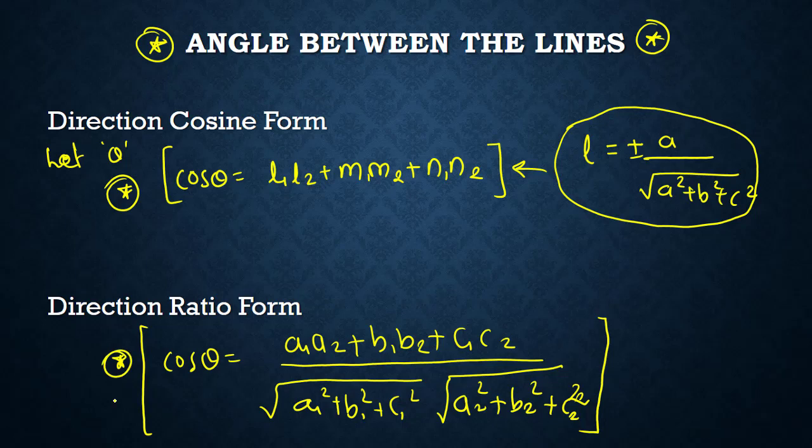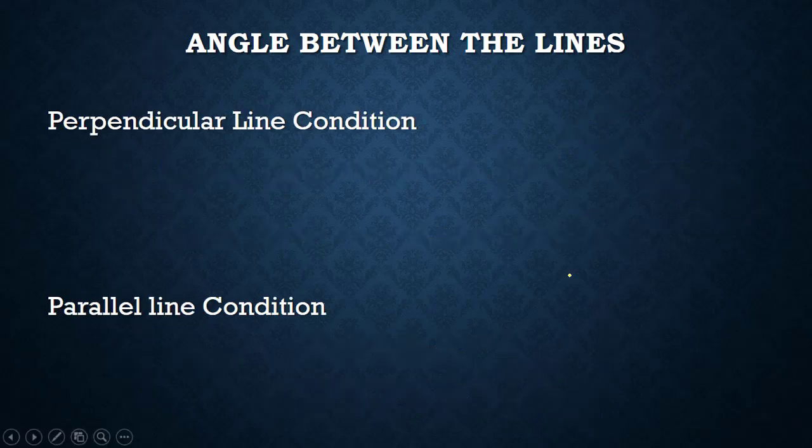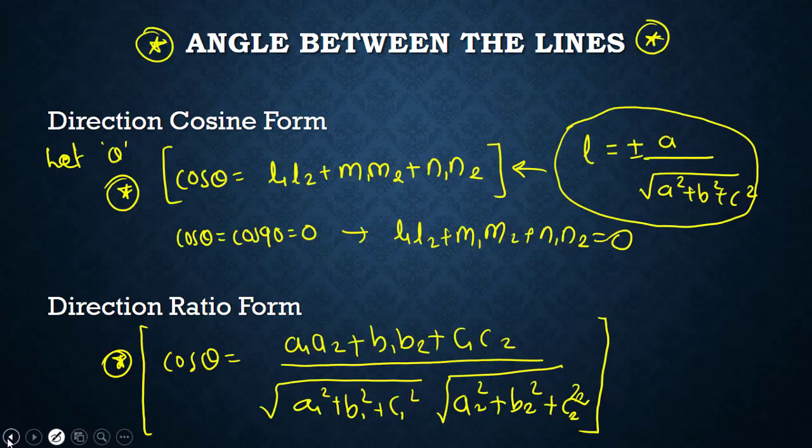Now tell me, if the lines are perpendicular, means what? Theta becomes 90 degrees. So cos theta will be what? Cos theta will be cos 90, which will be 0. Means what? If the lines are perpendicular, I will say L1 L2 plus M1 M2 plus N1 N2 is equal to 0. Yes, equal to 0.